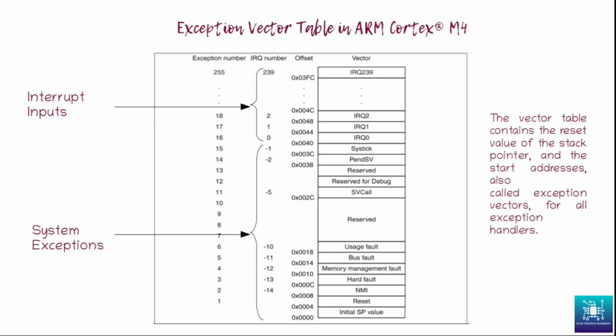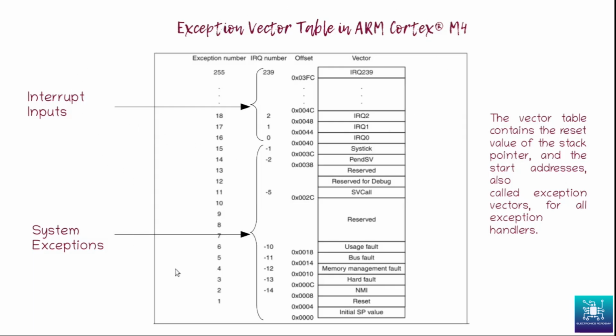Now, when we talk about the interrupt control registers, there are two sets of registers. One for the system exceptions, and those registers are from the system control block or the SCB. And for the interrupt inputs, another set of registers come from the nested vectored interrupt controller. Now, we will go through all the major registers that are required to configure and monitor the system exceptions and interrupts. So, SCB to control these and NVIC to control these.